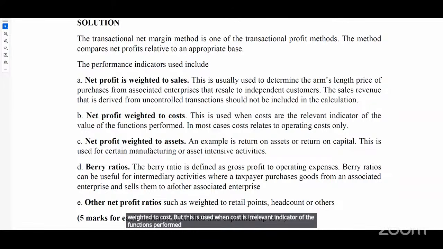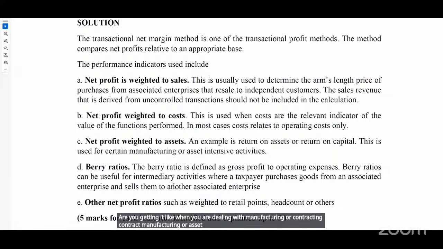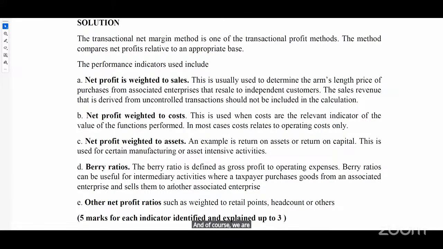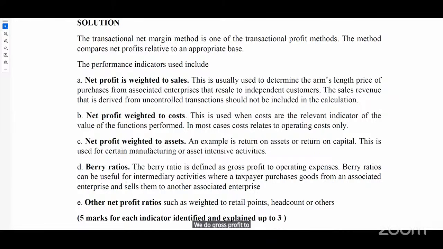Like when you are dealing with manufacturing or contracting, contract manufacturing or asset intensive activities that require a lot of costs. And the cost we are using is the operating cost. When it comes to net profit to assets or net profit to capital employed, this is mostly for certain manufacturing or real estate companies. Then we have something we call a Berry ratio. Berry ratio is where we do gross profit to the operating expense. This is the only time we do gross profit to operating expenses, or gross profit to cost.